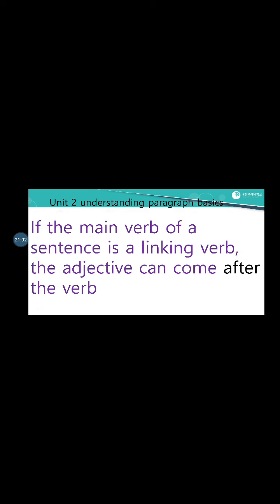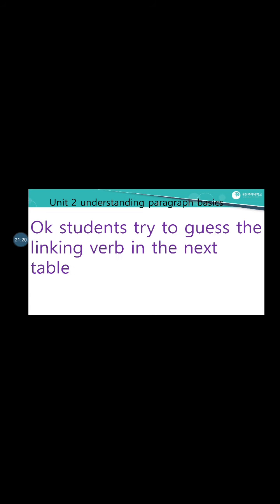So if the main verb of a sentence is a linking verb, the adjective can come after the verb. Okay, students, so what I want you to do is try to guess the linking verb in the next table.